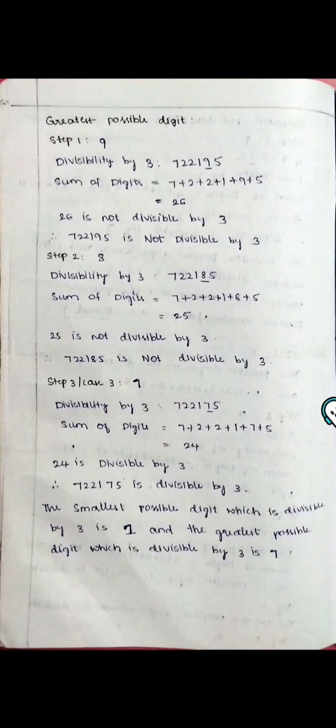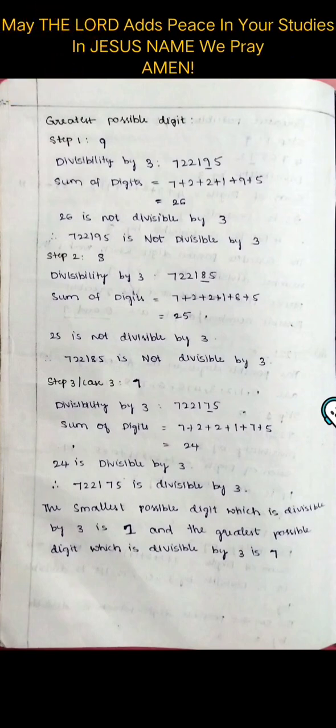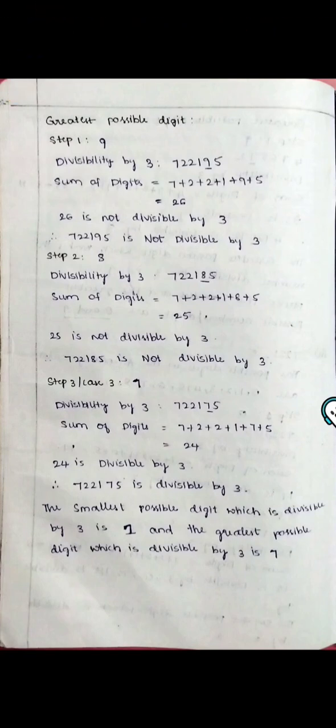Now since we got the smallest possible digit, we'll check the greatest possible digit. For that, we have to go in the reverse direction. If we put 9 and add the numbers, we get 26, which is not divisible by 3. If we put 8 and check, we get 25, which is also not divisible by 3. If we check 7, we get 24, which is divisible by 3. So we can stop the process and say that the smallest possible digit is 1, and the greatest possible digit is 7.